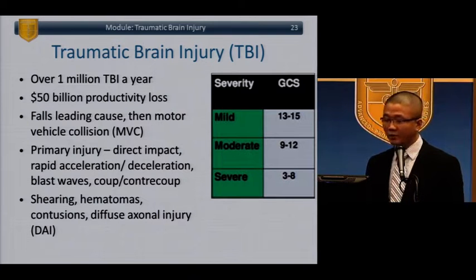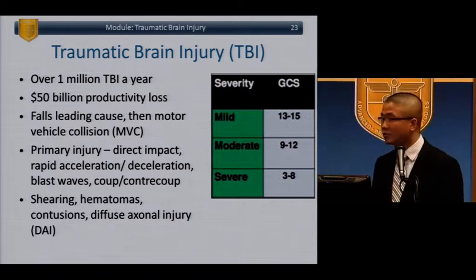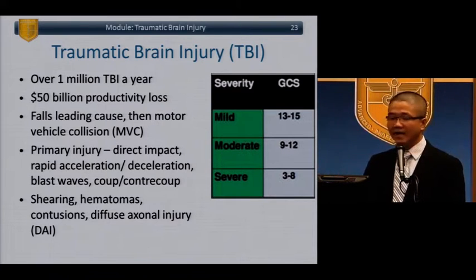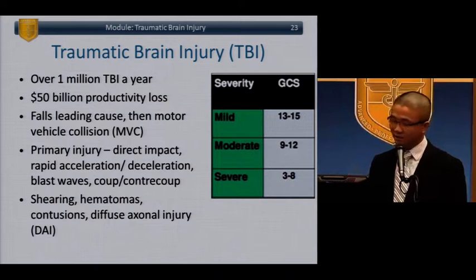The primary injury, which is the direct impact, whether it's rapid deceleration, coup, contra coup injury, whatever the injury, it's done, right? That injury is done. And so again, to remind you that our jobs then in the trauma bay and the ICU is to minimize secondary injury.